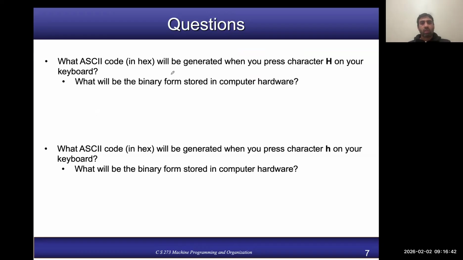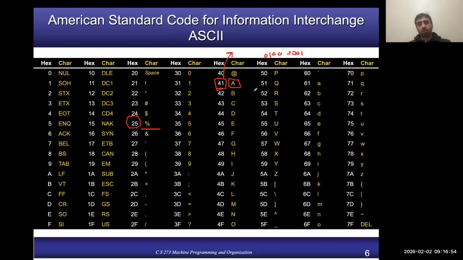What ASCII code in hex will be generated when you press character H on your keyboard, and what will be the binary form stored in your computer hardware? So you can refer to this table and try to answer the question. When you press H, capital character, what hex code will be generated and what binary will be stored in computer hardware? You have 1 minute to do that quickly.